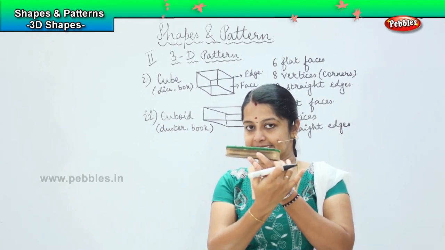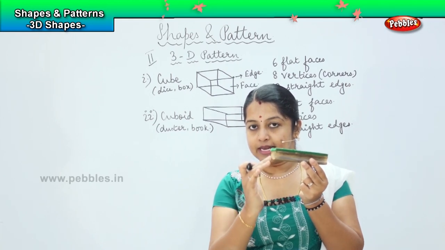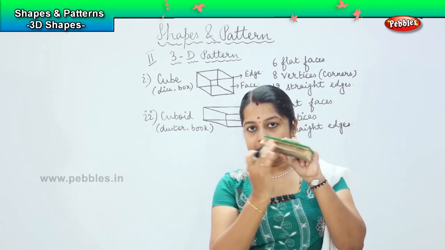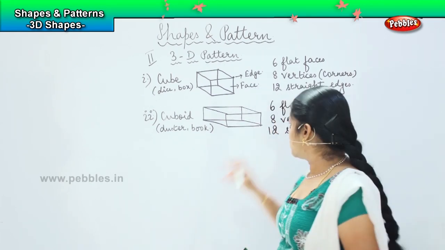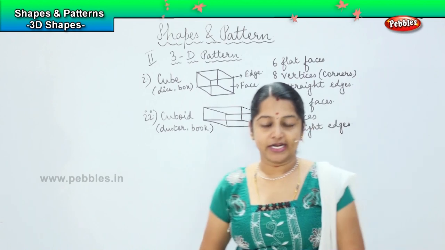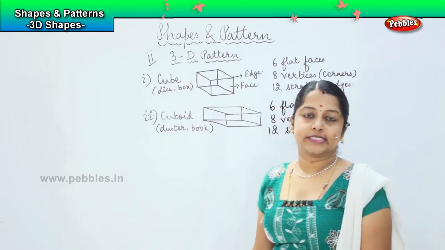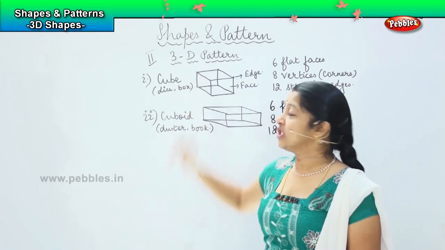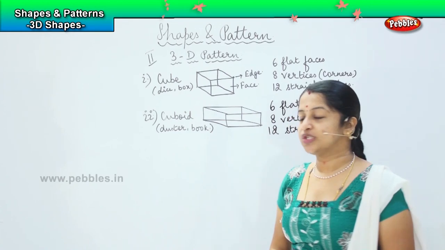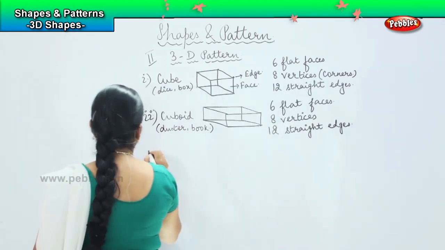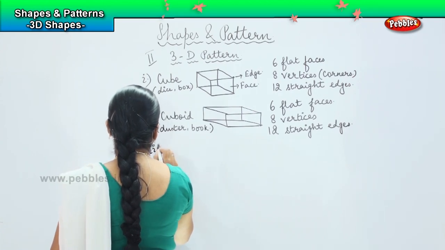1, 2, 3, 4, 5. This side, 6, 7, 8, 9, 10, 11, and 12. Okay. So it has got 12 straight edges. So the features of a cube and a cuboid are the same when it comes to a 3D shape. Clear? So moving to the next one, the next shape which we are going to learn here is a cone.